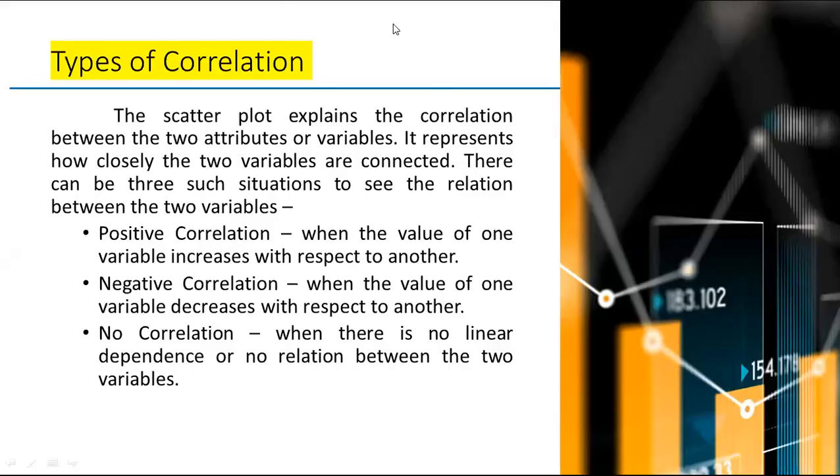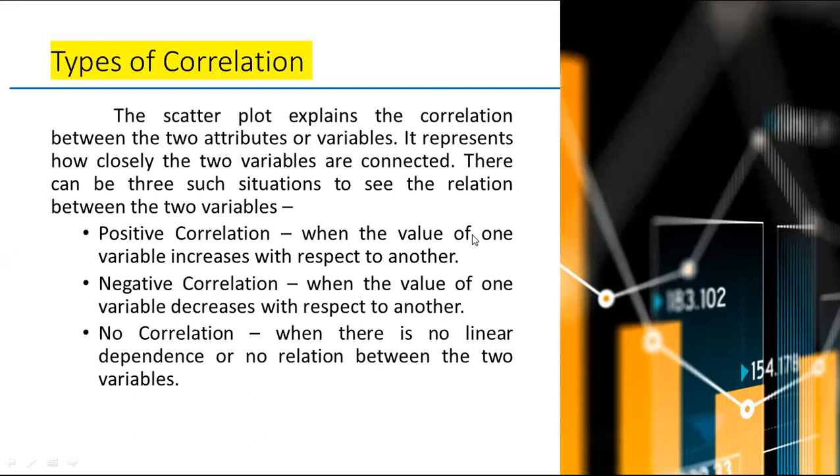So we have the types of correlation. The scatter plot explains the correlation between the two attributes or variables. It represents how closely the two variables are connected. There can be three such situations to describe the relation between two variables. The first one is positive correlation, when the value of one variable increases with respect to another.